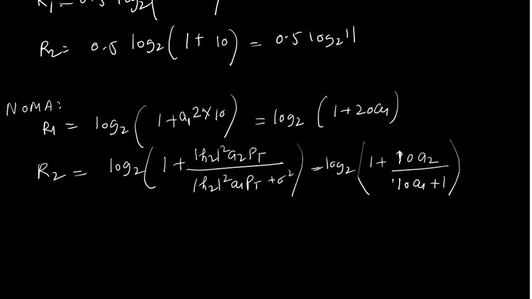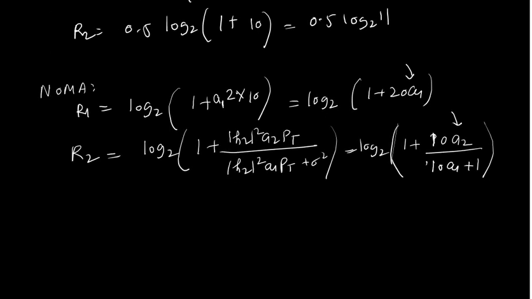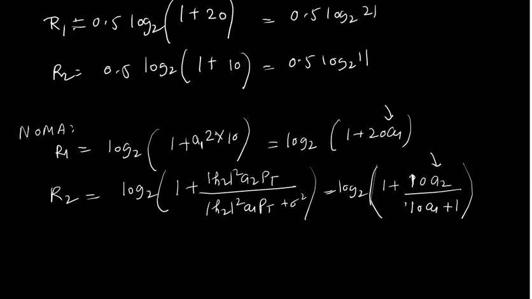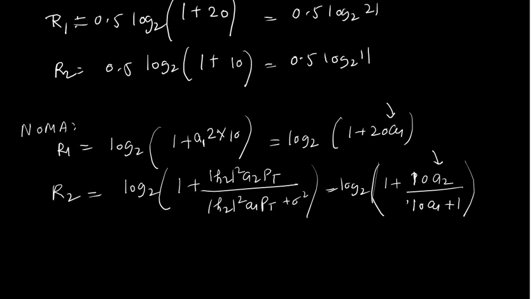So now put values of A1 and A2 and just calculate it. So you will see R1 plus R2. Do R1 plus R2 and run it for both OMA and NOMA.